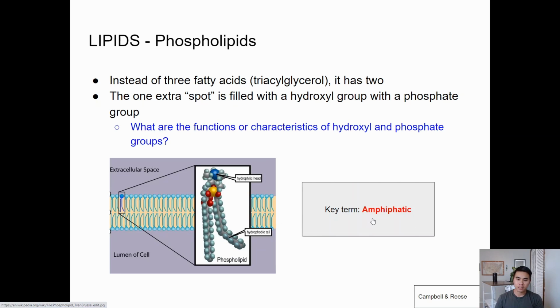And the key term for that is amphipathic. So make sure you look that up. It's red, so it's important.